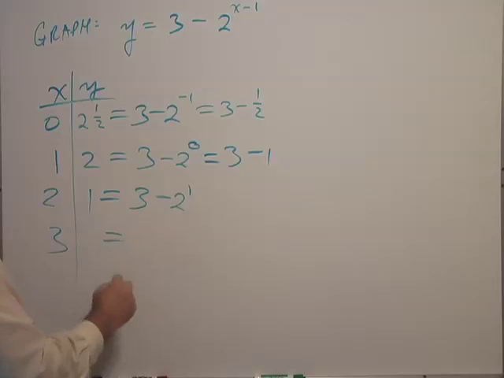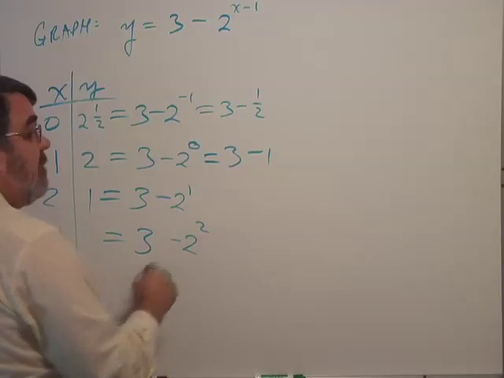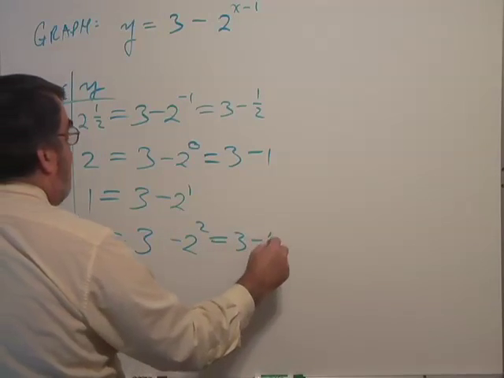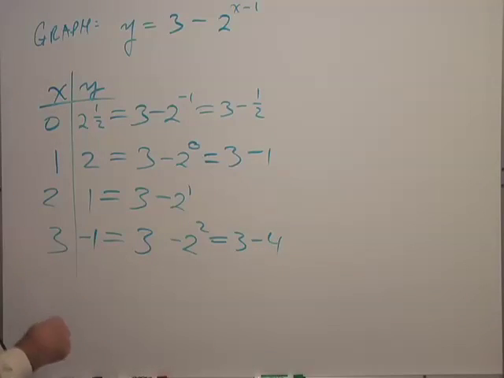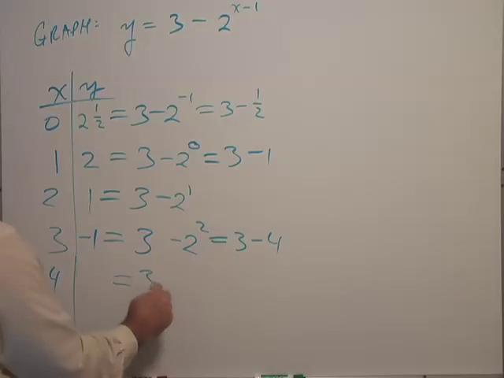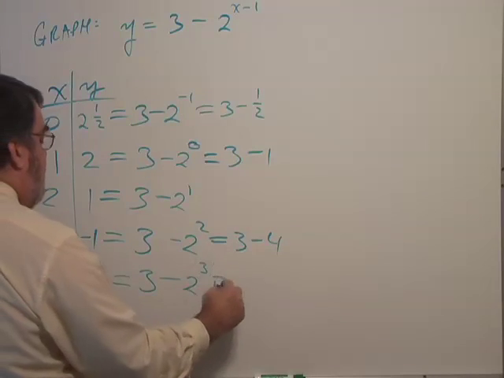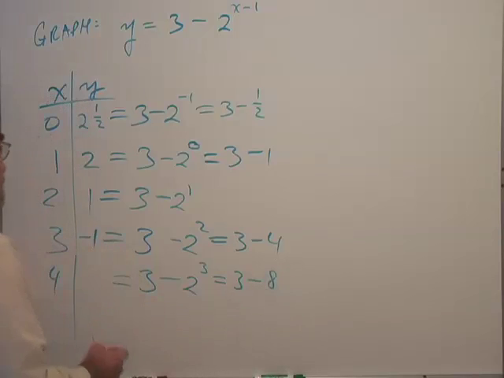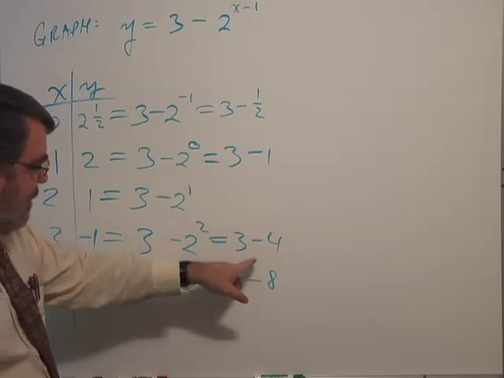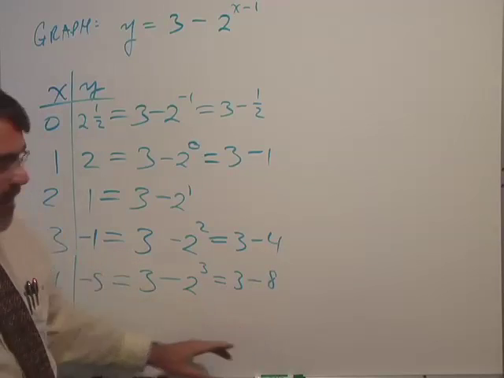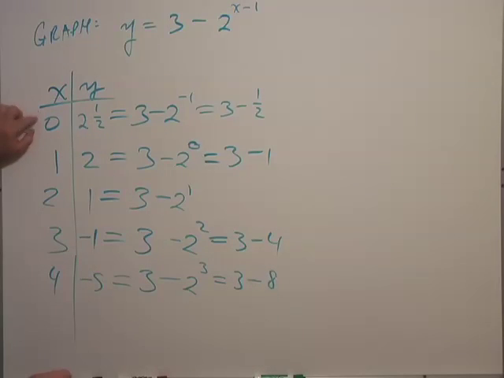If I plug in 3, I've got 3 minus 2 to the second power, 3 minus 4, which is minus 1. If I plug in 4, I get 3 minus 2 to the third power, which is 3 minus 8, which is minus 5. So you can probably guess that this is going to start getting large in the negative direction. In fact, the next one will be what? It'll be 3 minus 16. It'll be negative 13.